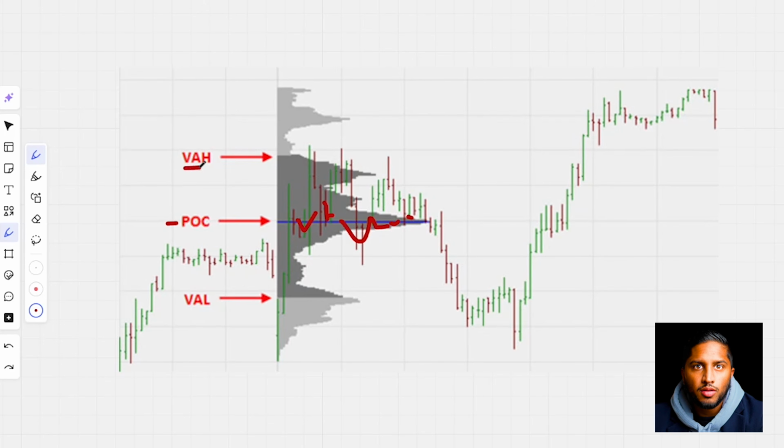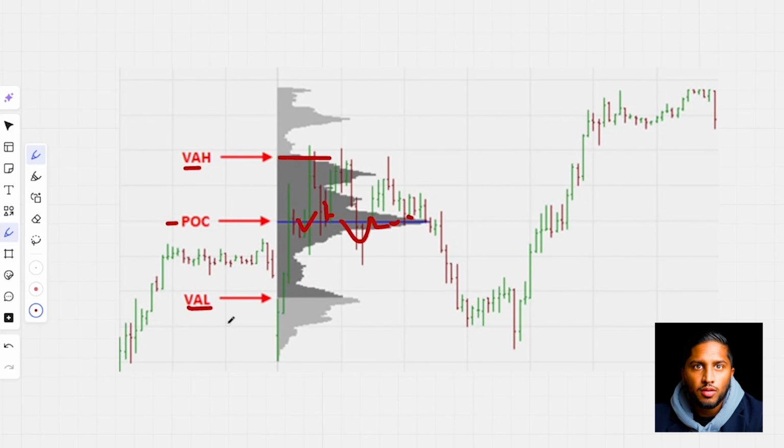Then you have the value area high. This marks the upper boundary of the value area where 70% of the total volume took place. This typically acts as resistance since traders see it as the expensive zone. Price tends to stall or reverse here at the value high unless there's strong momentum to push higher. Then you have this value area low. The value area low forms the lower boundary of the value area and usually acts as support. Now this is where buyers consider it cheap and they may step in to push the price higher.